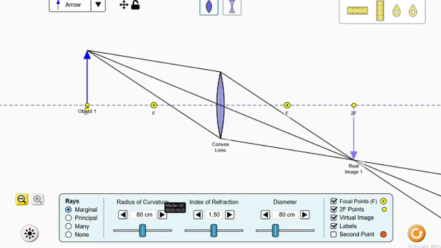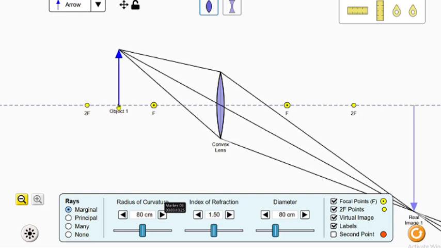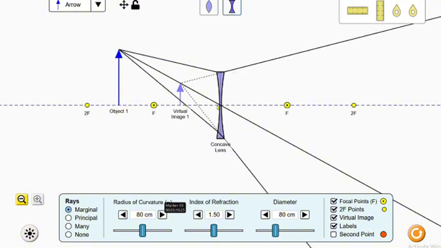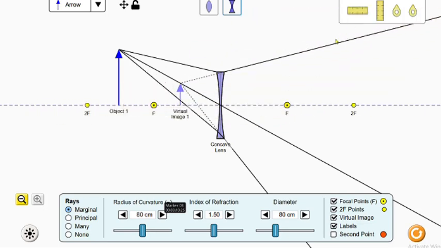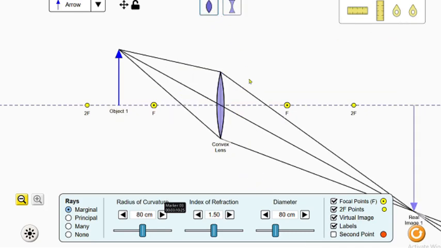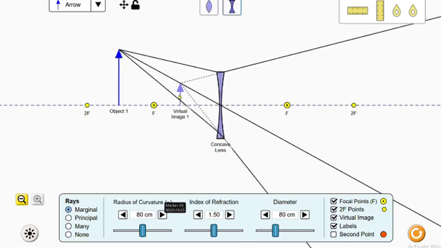Now, let's move the object between 2F and F. For the convex lens, the rays converge to form an image beyond 2F. This image is real, inverted, and larger than the object. For the concave lens, the image remains virtual, upright, and smaller, but appears closer to the lens compared to the previous scenario. Notice how the convex lens magnifies the image while the concave lens consistently reduces its size.